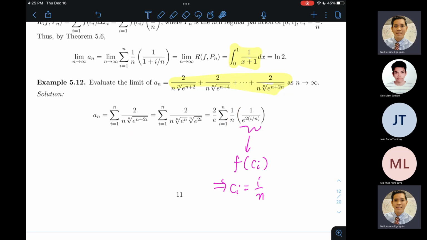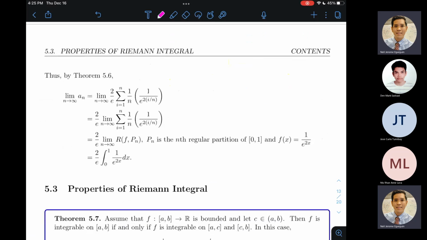If I will assume that I am in the unit interval 0 to 1, so ibig sabihin si I over n is a perfect candidate para maging yung c sub I dun sa Riemann sum na ifo-form natin. Actually, it turns out that the c sub i's that we are using are the right endpoints of the integration subintervals. Okay? Tapos, yung f of x natin dito ay magiging 1 over e to the power 2x. Okay? Kasi nga yung x nating pinipili ay yung mga c sub i's which are the I over n's.